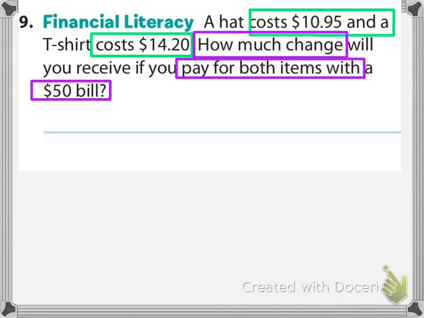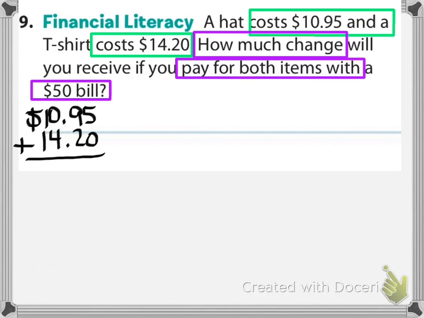So the first step would be to set up the cost of the hat plus the cost of the t-shirt. Okay, line up your decimals, bring it straight down, carry that over, and your total would be $25.15, but now you're asked to find the change because you're going to pay with a $50 bill.